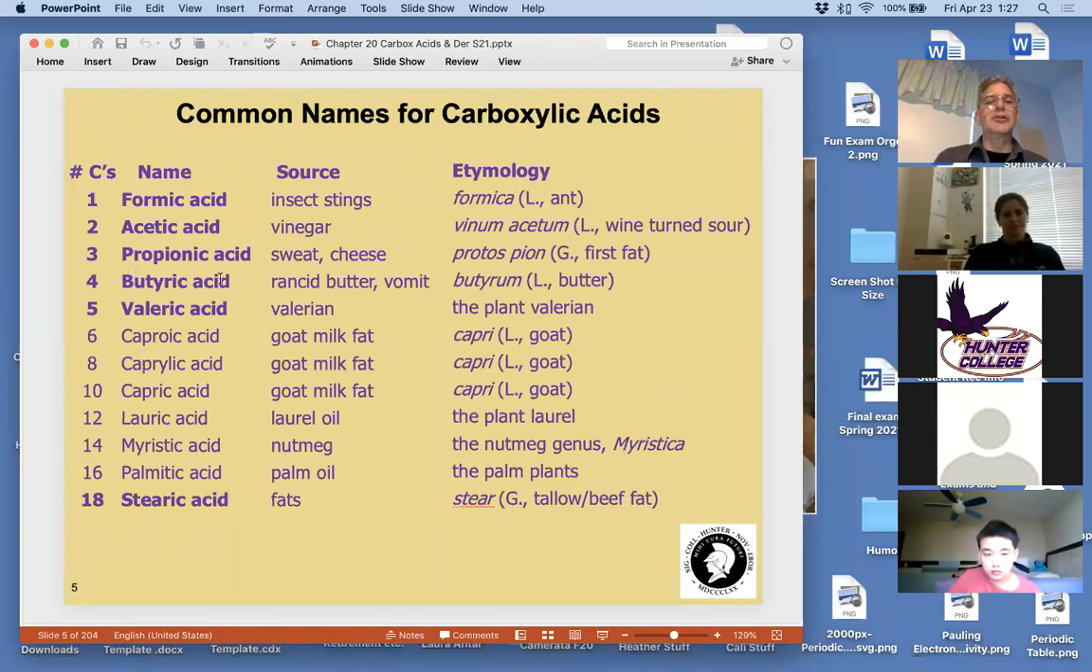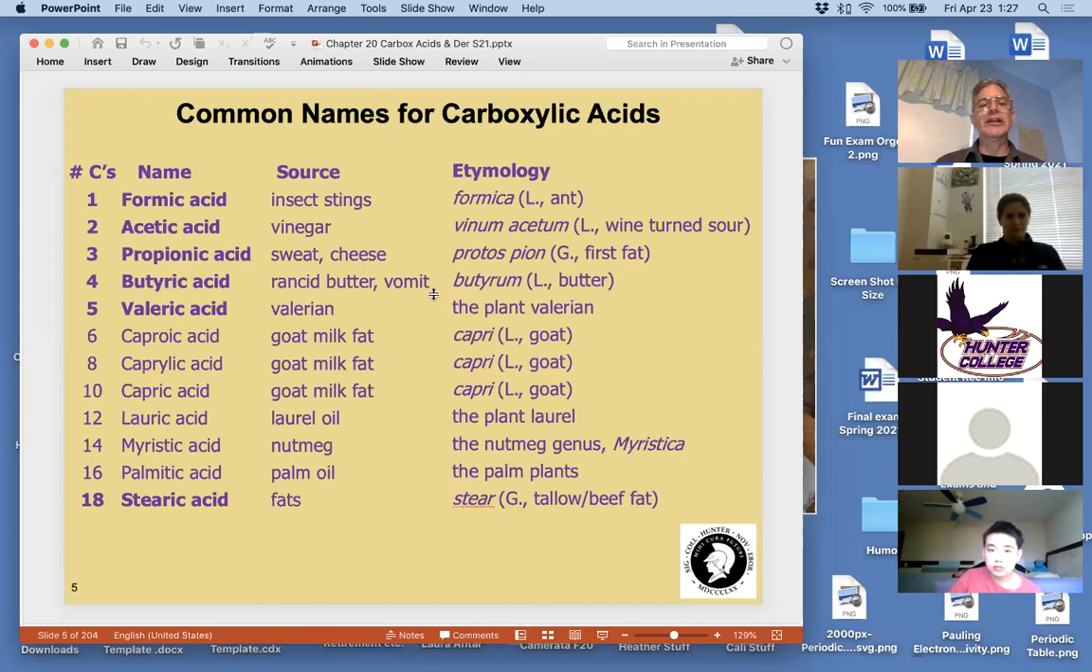It's found in rancid butter. And it also is present in vomit and gives vomit its wonderful smell. Okay, going on, they get less volatile. So valeric acid doesn't have a whole lot of odor. It's now less volatile and less odor.